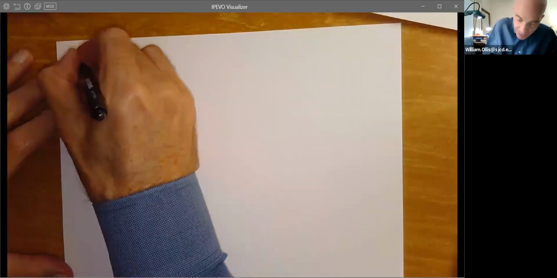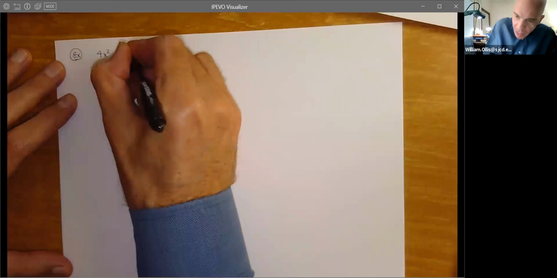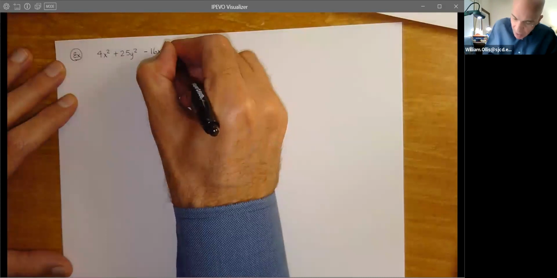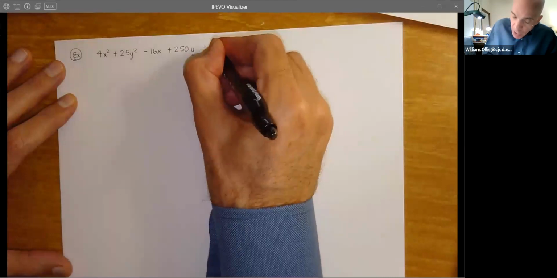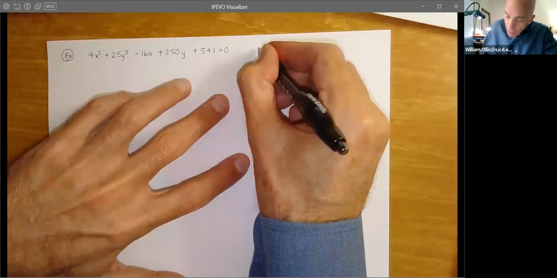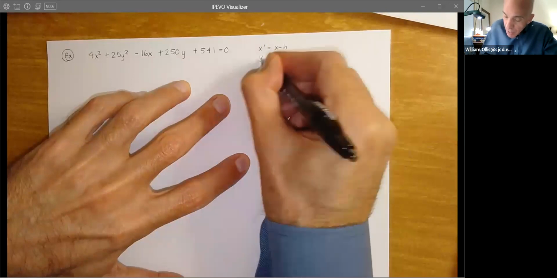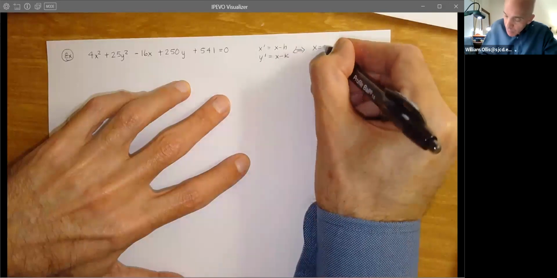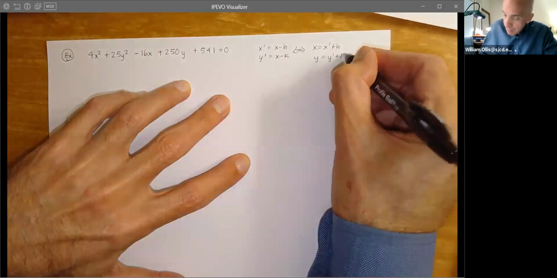So now let's look at this one, 4x squared. What I wanted to do was give you examples where you would actually need to use this. Not just making something up, but a situation where it makes sense, so you can say, oh, okay, this is what we did. And so again, we have x prime equals x minus h, y prime equals y minus k, if and only if x equals x prime plus h, y equals y prime plus k.